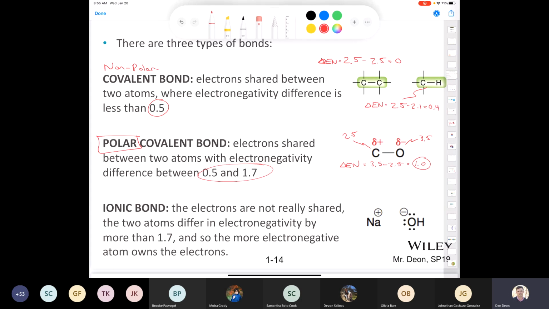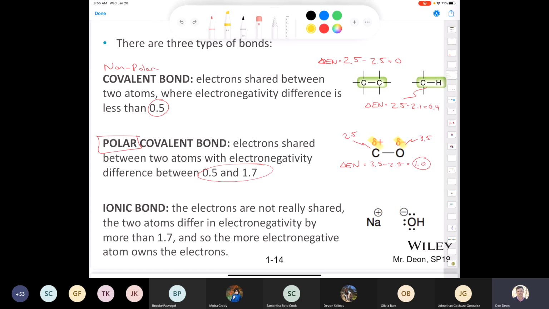How do we denote that? We denote that with these delta symbols, the delta plus and the delta minus. It doesn't mean that the oxygen is an anion and the carbon is a cation. What these deltas are helping us understand is reminding us that yes, the carbon and the oxygen are sharing electrons, but the oxygen has got more of that electron density pulled towards itself.